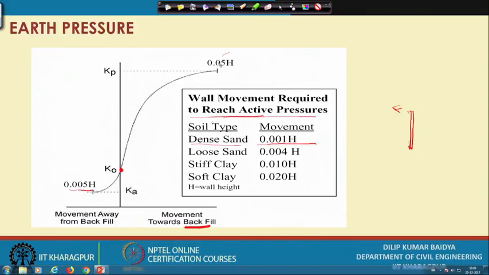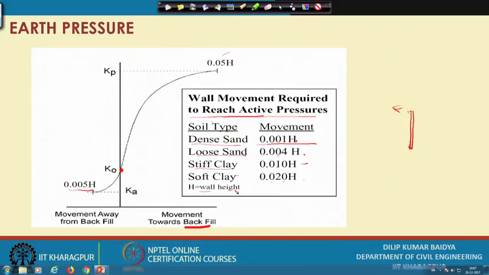This is for active, not passive. Here it is given 0.005; for dense sand it is given 0.001; when it is loose sand, it is 0.004; when it is stiff clay, 0.01; and when it is soft clay, it is 0.02, where H is equal to the height of the wall. That means if wall movement is more than that, it is to be treated as a failure actually.